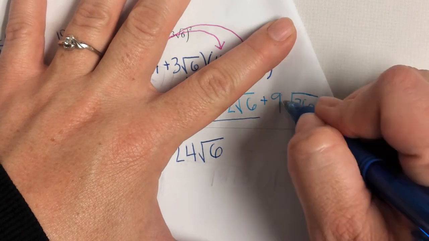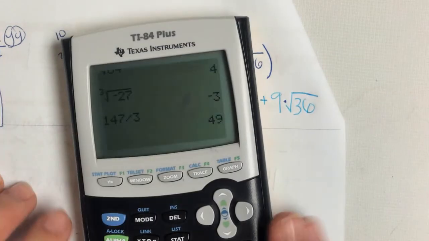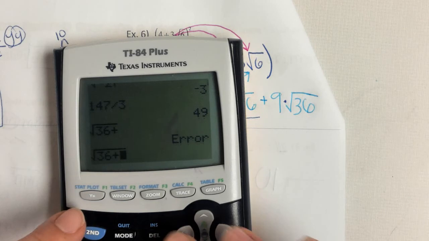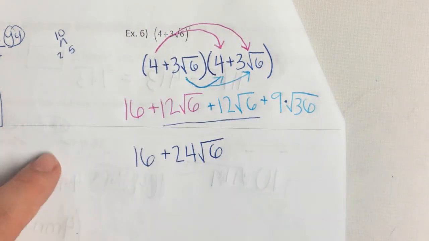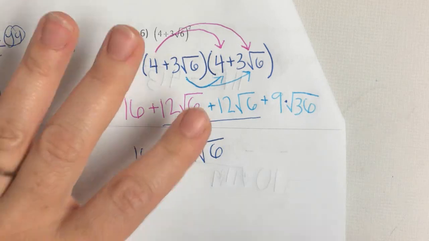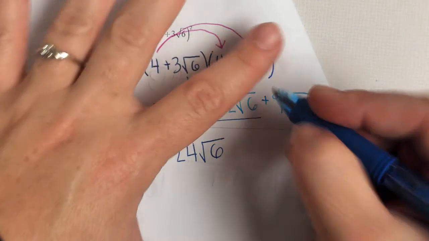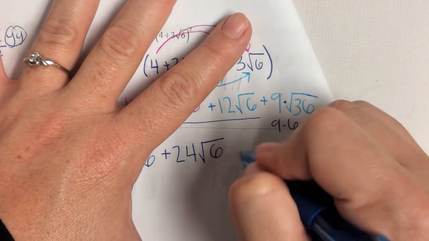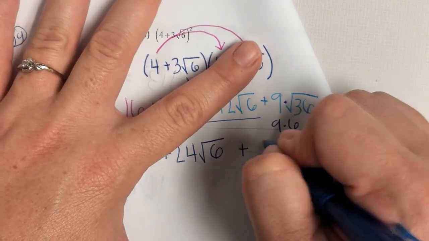No. So remember, I want you to realize this is 9 times the square root of 36. So if you're not sure, you can do square root of 36. I didn't mean to put a plus. And I get 6. It's not the square root of 6. It's 6. See how this has no house? So don't put the house back because it didn't have a house. So what's 9 times 6? 54.